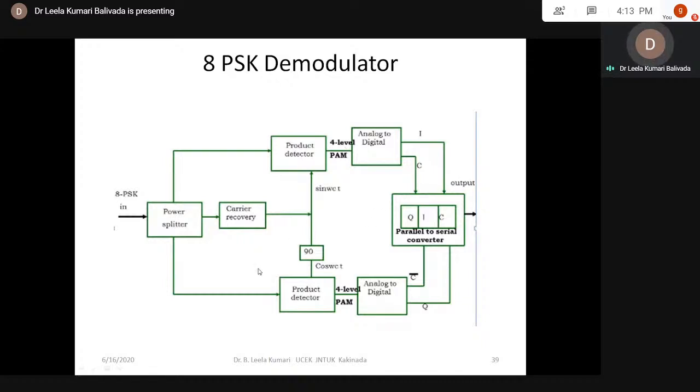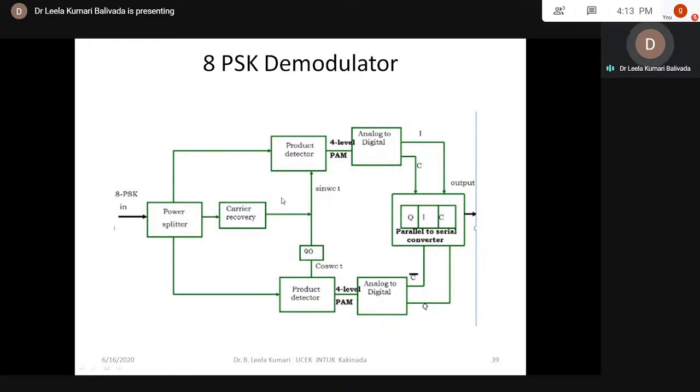And this figure shows the 8 PSK demodulator. This figure shows the 8 PSK receiver. It contains a power splitter, product detectors, 4 to 2 level A to D converters, and bit combiners, bit splitters. Okay, so here the power splitter directs the input 8 PSK signal to the I channel and Q channel, that is the I product detector and the Q product detector. And here there is also the carrier recovery circuit, so we can also send this signal to the carrier recovery circuit. The carrier recovery circuit reproduces the original reference oscillator signal.